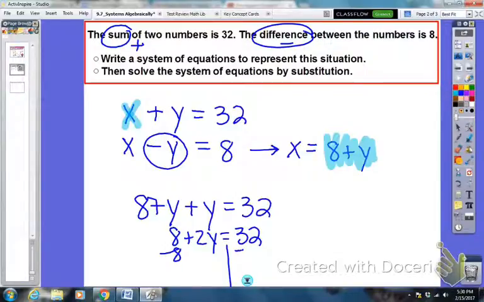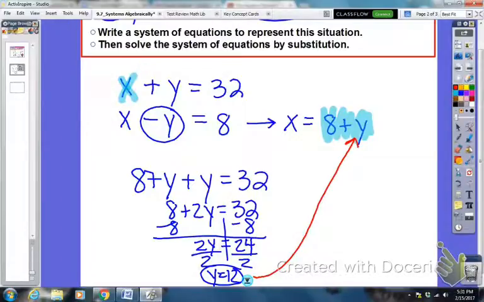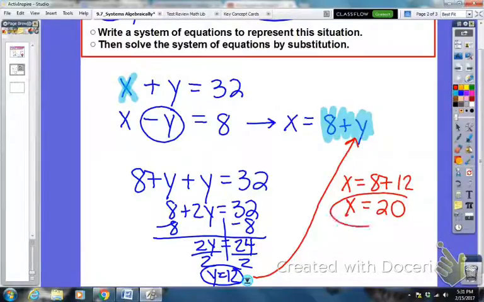Subtract 8 from both sides. 2Y is equal to 24. Then divide both sides by 2, and Y is equal to 12. So one of the numbers is 12. Then if you go back up and substitute for Y, you'll find that 8 plus 12 is 20. So the other number is 20.